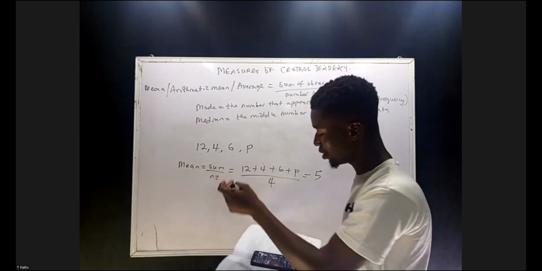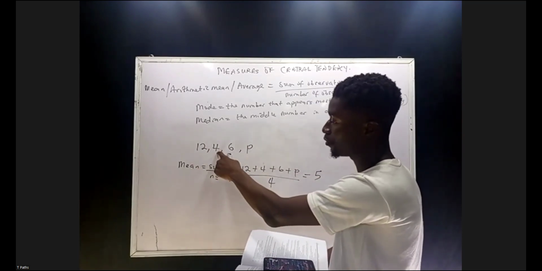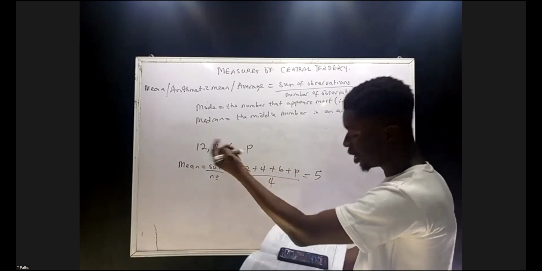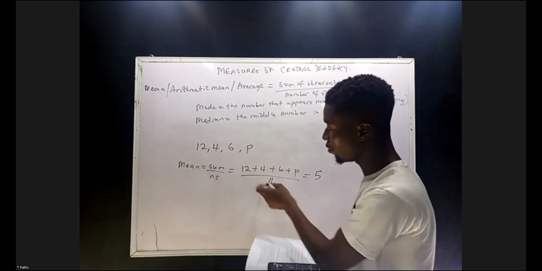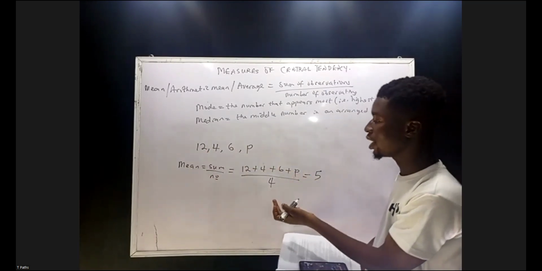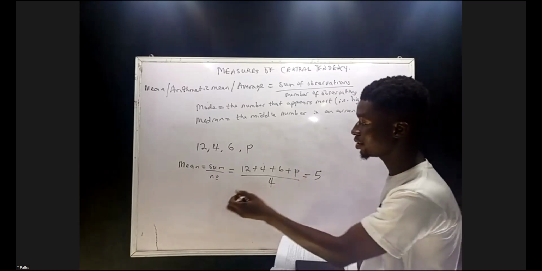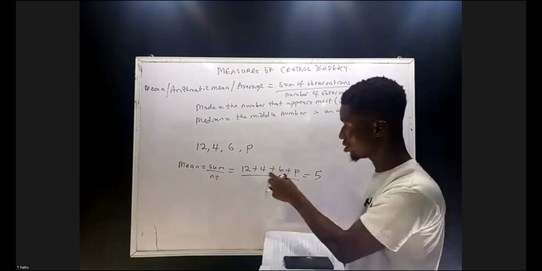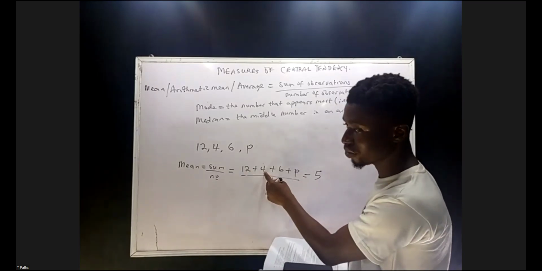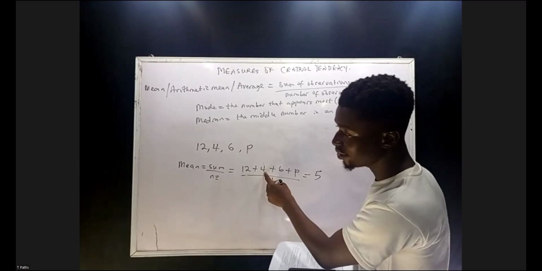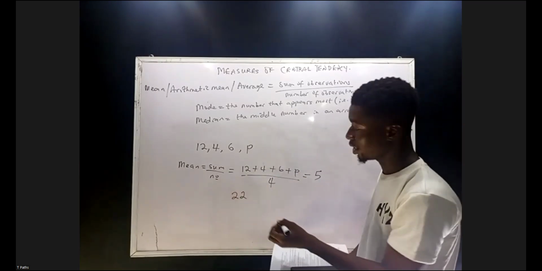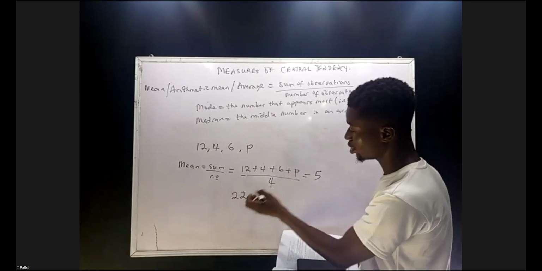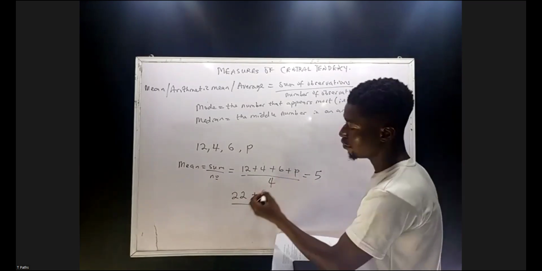Mean is the sum of the numbers, 12 plus 4 plus 6 plus P, and if you count the numbers there, 1, 2, 3, 4, over 4 equals 5. Now, how am I going to get my unknown, P? I will simply add the numbers that are addable. 12 plus 4 is 16. 16 plus 6 is 22. So 22 plus P over 4.